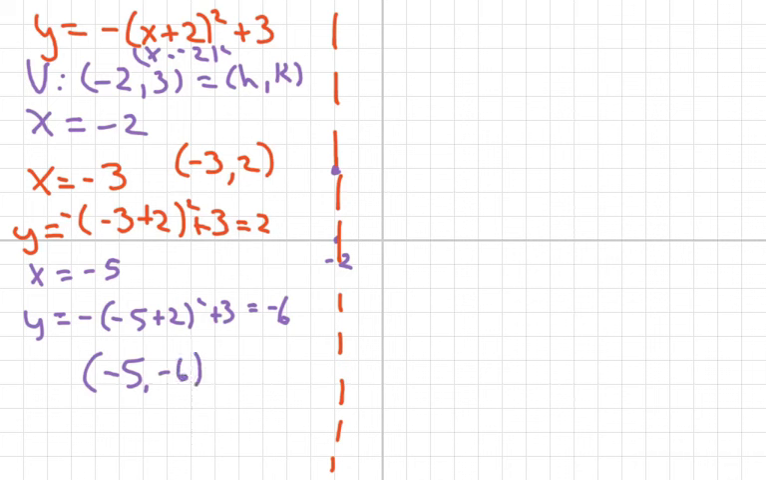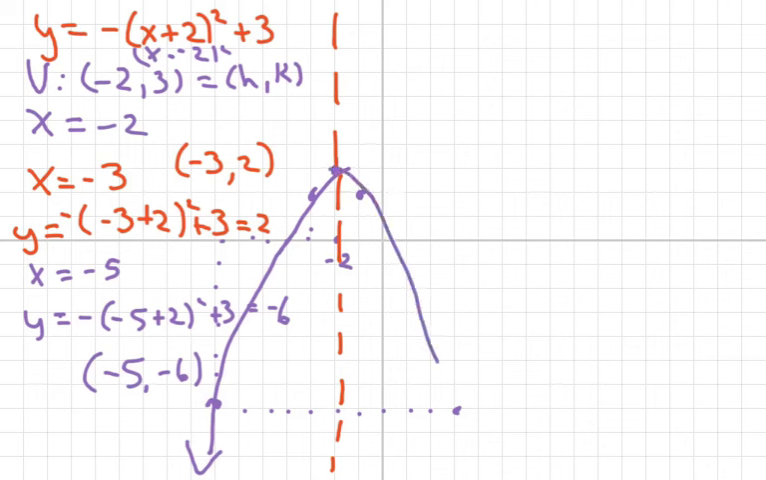So I'm going to hopefully have room over here. So -3 goes to 2. That means I also have 1 here because I'm going to draw the reflection. And -5 goes to -6. It's going to go down this way. But now from here, I'm over 5, so I'm going to go over 5 on the other side too. I'm just graphing the reflection. And there is my graph.